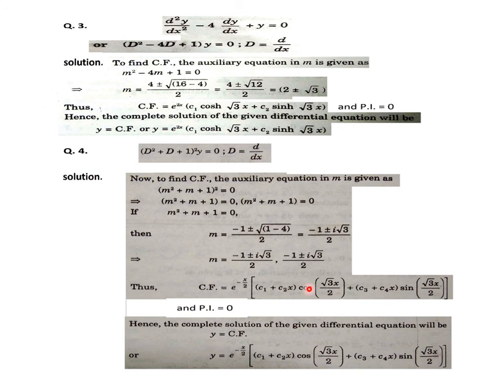With that, the imaginary part is √3/2, so it's cos(√3 x/2) multiplied with (c1 + c2x) and sin(√3 x/2) multiplied with (c3 + c4x). The right hand side capital X is 0 in this problem also, so PI is 0, and the solution is y = CF + PI, so y = CF only, that is y = e^(−x/2) [(c1 + c2x) cos(√3 x/2) + (c3 + c4x) sin(√3 x/2)].